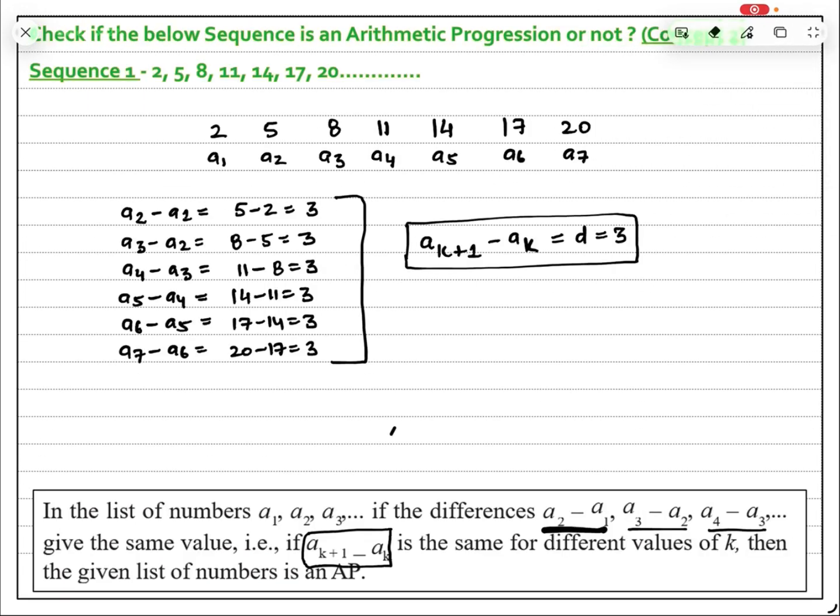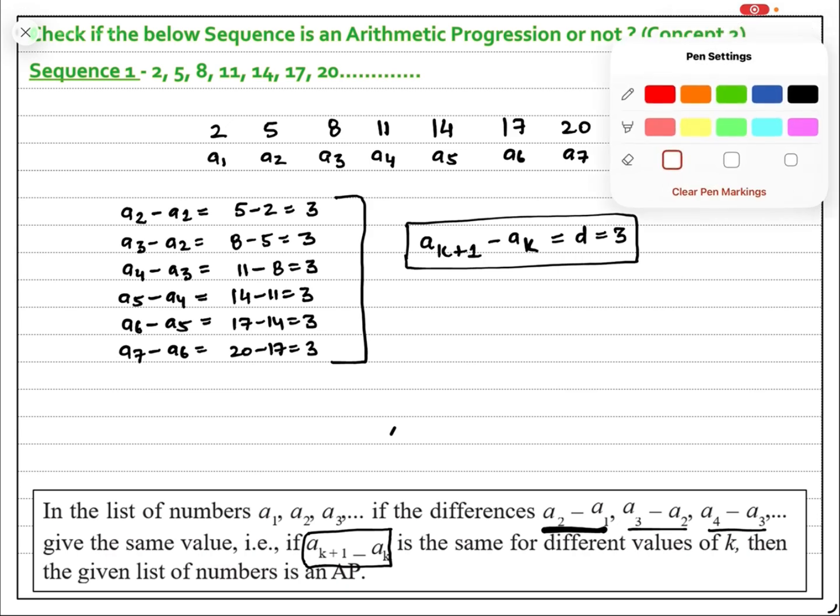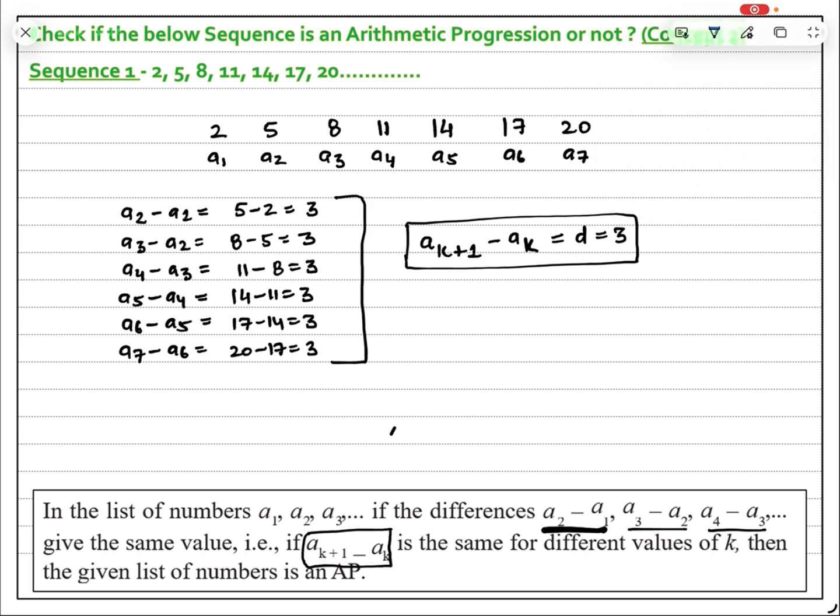To basically say, I want to take one more example here. I'll probably take it in the same sheet here, and the motive is to show you that there could be scenarios where you have a series of numbers and they are not in an arithmetic progression. So let me take this series.